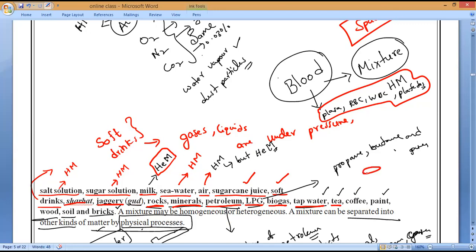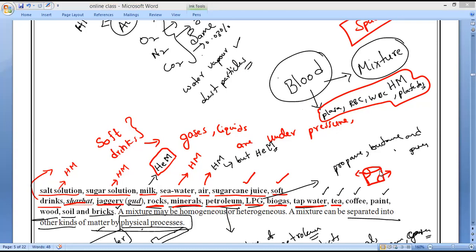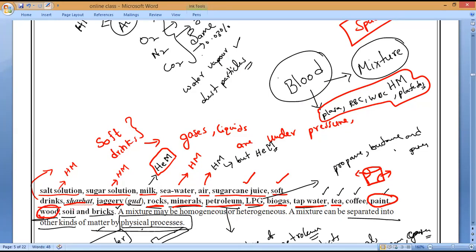Suppose, for example, a prepared tea. You tell me, if you drink from the top it is more tasty and at the bottom it is less tasty, is it like that or the same taste? The entire tea has the same taste. So coffee is also homogeneous. Paint is also homogeneous. Understanding? Wood is also a homogeneous mixture.